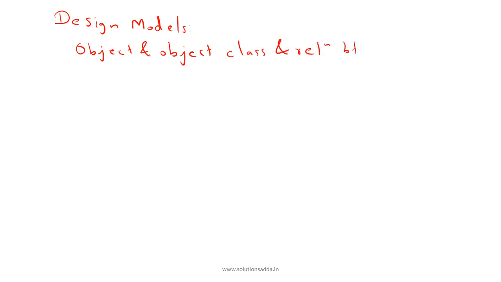Design models. So design models show objects and object classes and relationship between these entities. So design models, they show the objects and object classes, and relation between these entities.